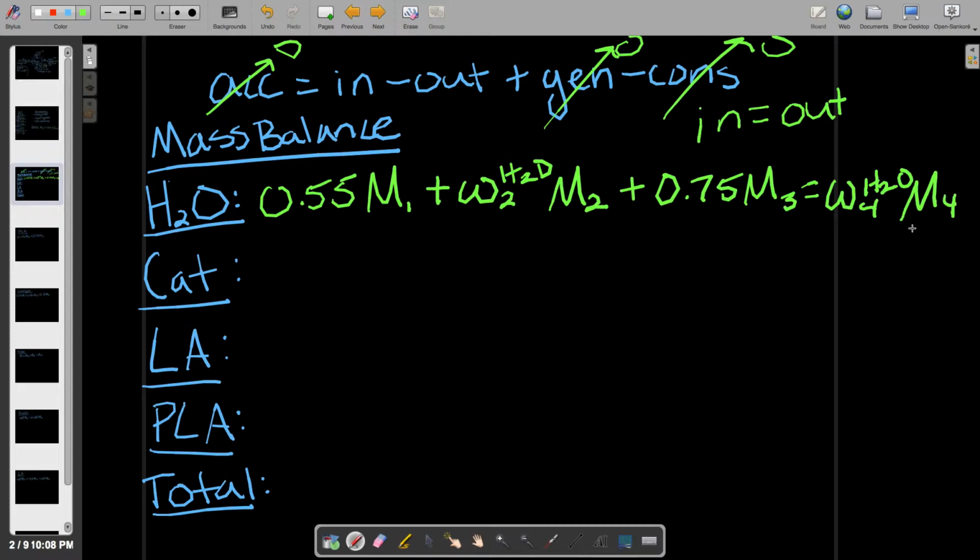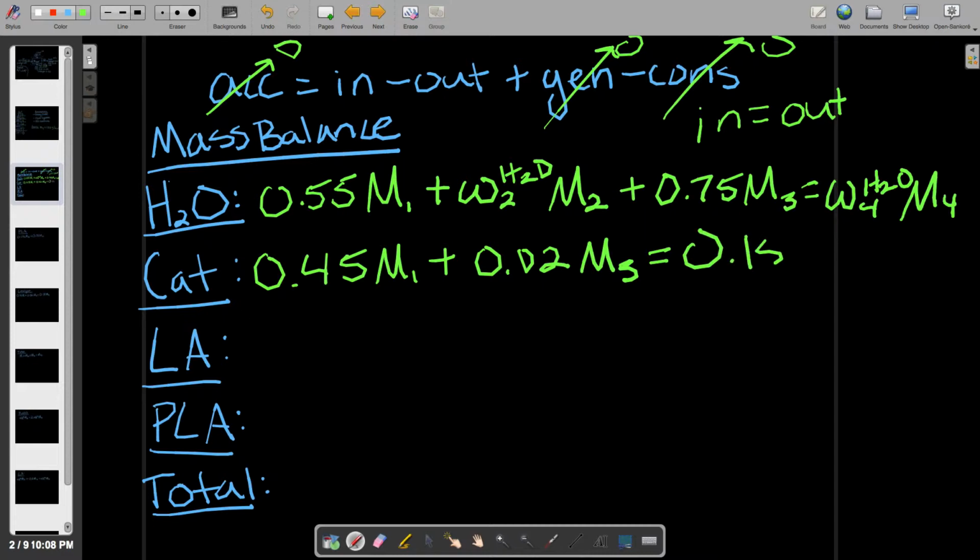For the catalyst, we're going to do the same thing, taking the mass fraction of the catalyst in stream 1 times the flow rate in stream 1 plus mass fraction of the catalyst in stream 3 times the flow rate in stream 3. And that is going to give us mass fraction of the catalyst in stream 4 times the flow rate in stream 4. And now we're going to do LA. Same thing. Mass fraction of LA in stream 2 times the flow rate in stream 2.